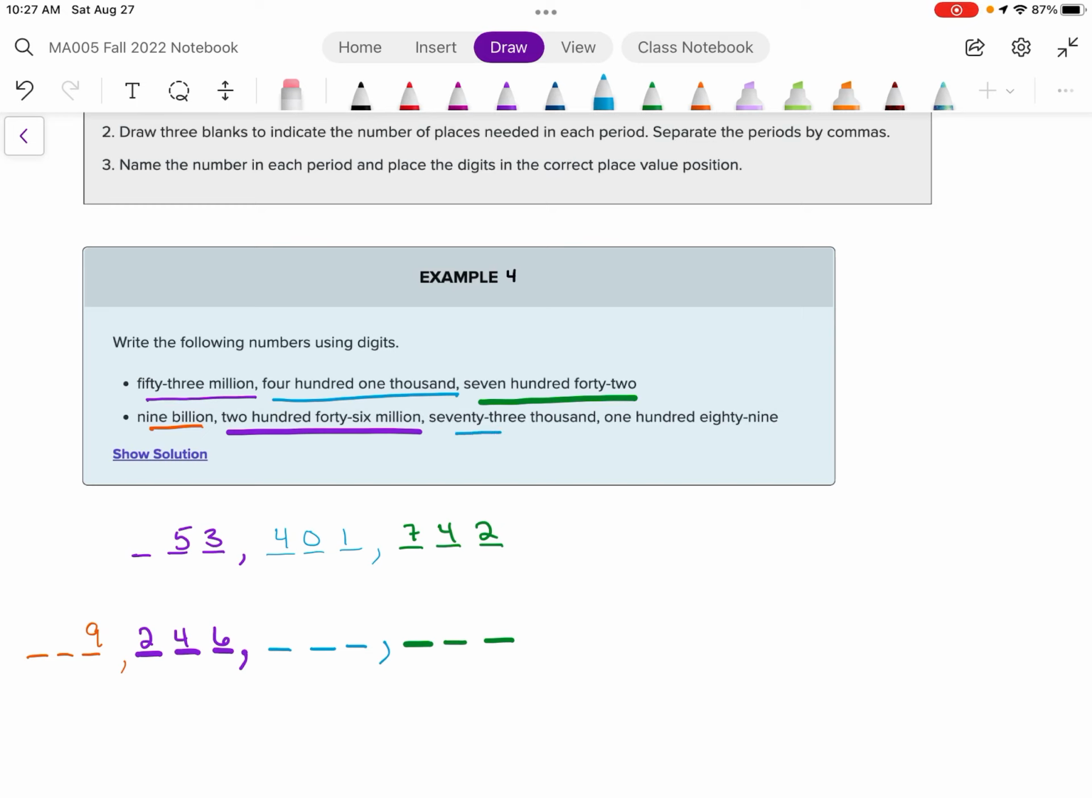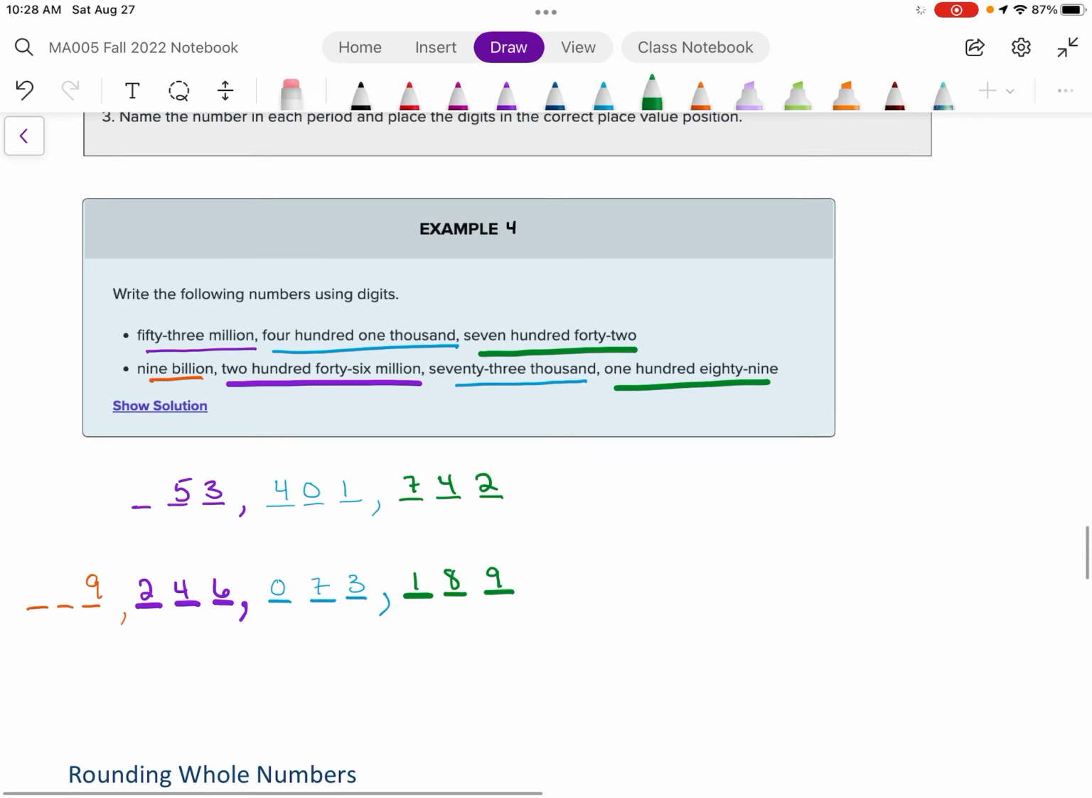And then we've got 73,000. So there's no hundreds place in that. There's no word hundred. So there's going to be 0 and 73. And then the 189 looks like that. Okay, so 9 billion, 246 million, 73,189. So it checks. I would definitely go back and check those, make sure they make sense.